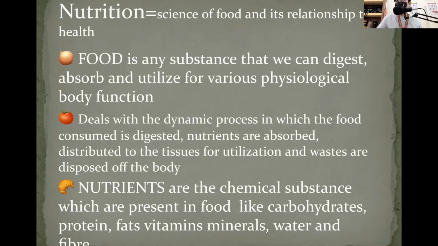It is the science, the step by step process, and at the same time the relationship of every nutrient taken by our body to the different parts of our body for us to function physiologically. Physiologically means functioning properly of the different parts of our body. As I mentioned, nutrients are defined as the chemical substances which are present in foods. Some commonly known nutrients are carbohydrates, protein, fats, vitamins, minerals, water, and fiber.